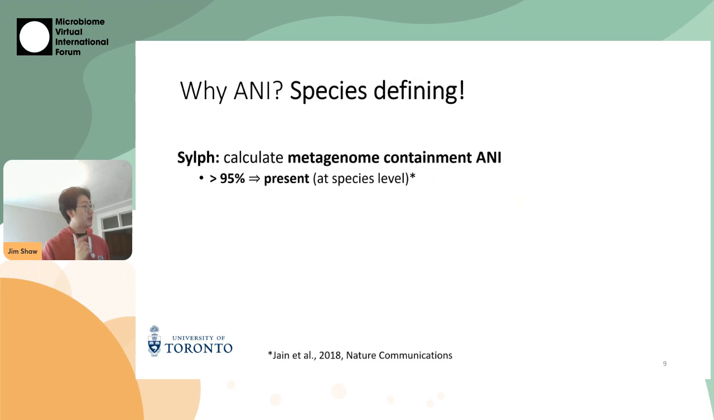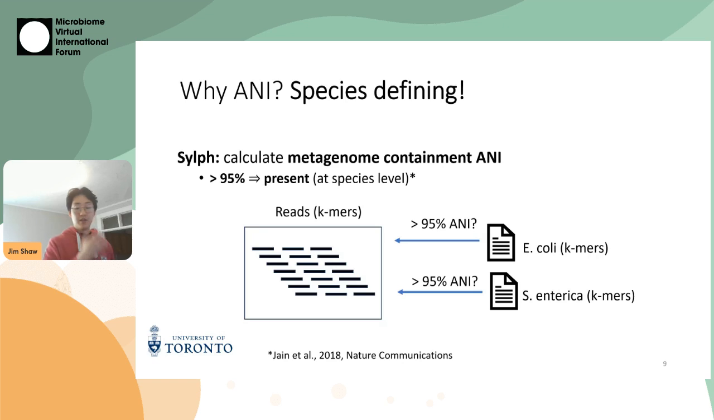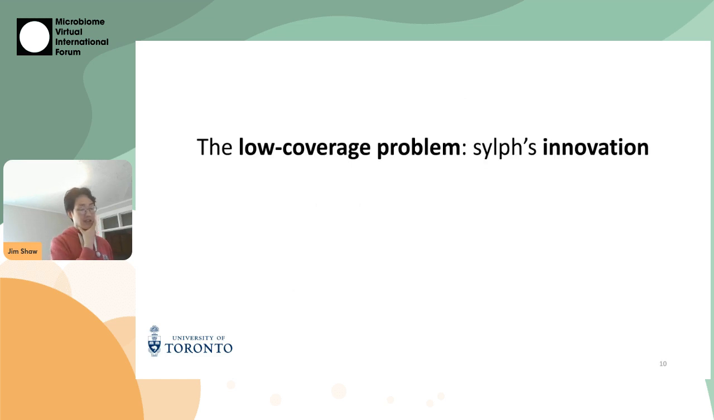And why it's really nice is because I'm sure some of you have heard that 95% nucleotide identity is a sort of species level cutoff. So what sylph can do is check the containment ANI towards your metagenome, and if it's more than 95% similar, then it's present at the species level. This is a graphic showing how it works. People have done this before. Using k-mers to do containment is not new. But what is new is tackling this low coverage sequencing problem, which I'll explain now.